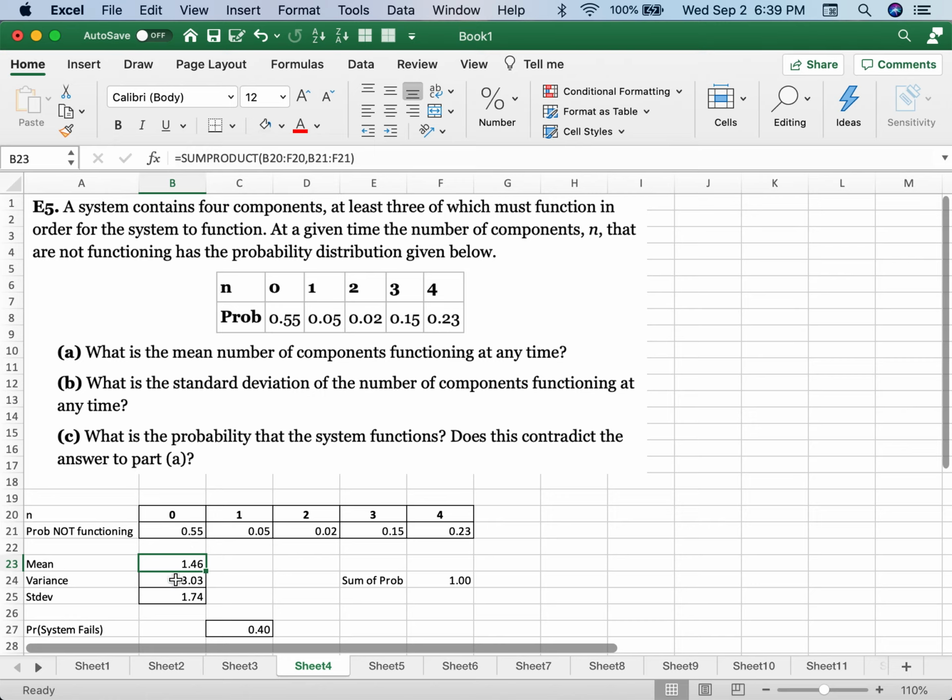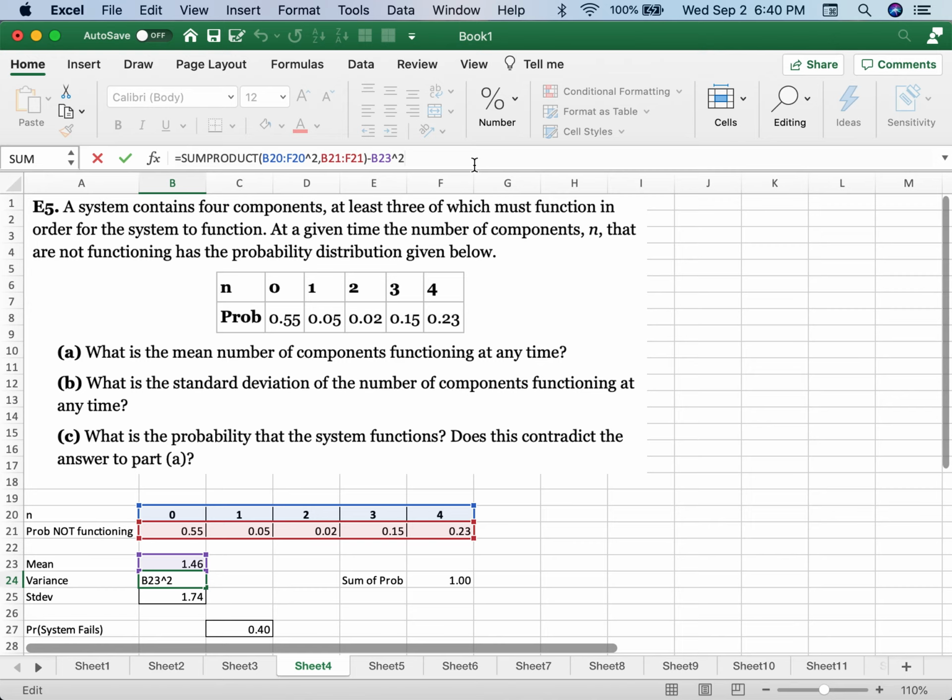Now once again, the formula for calculating the standard deviation has a couple of steps. I'm going to review them here. The formula was given in your books, and it's the sum product of the square of n, so n squared, and the probability of not functioning, B21 to F21, minus the mean squared. Now that's a tough one to remember. You probably have to look that up every time you're going to want to use it. So that's why the template is there and helpful.